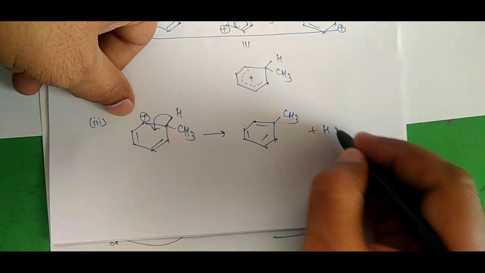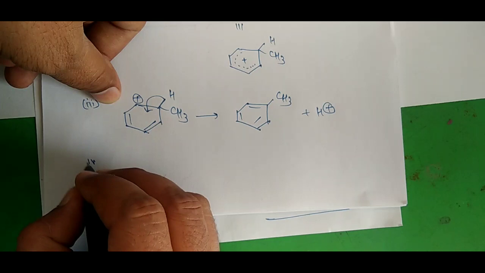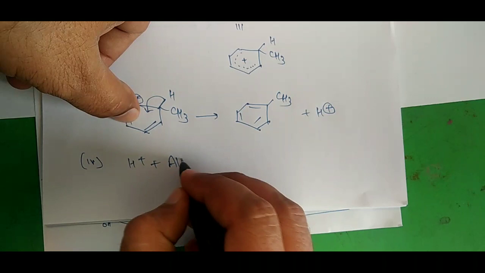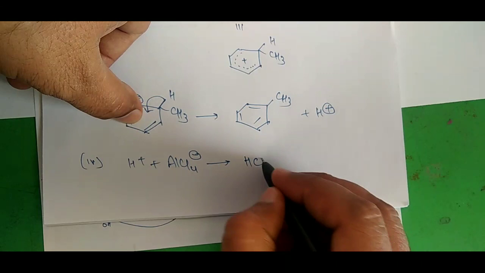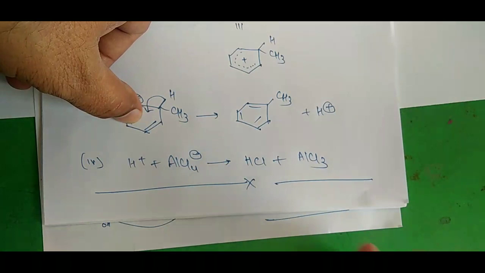And after the loss of this proton, see, in the last step this H positive ion will react with the AlCl4 negative, which was formed in the first step. So it will abstract the Cl, and therefore we will get HCl and AlCl3. So this is the complete mechanism of the Friedel-Crafts alkylation.